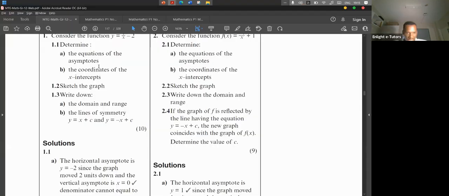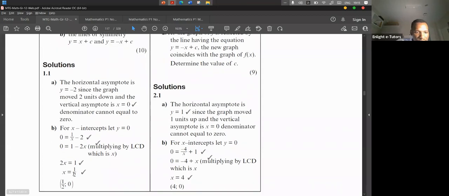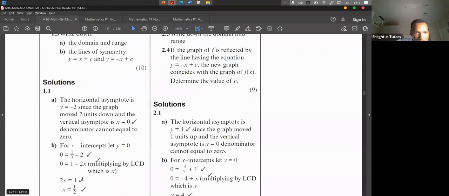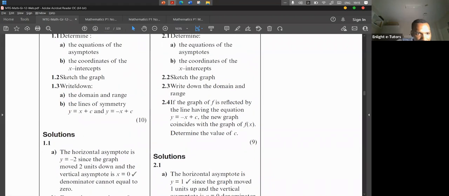Now you understand. Let's go to 9. In exercise sets, let y equal 0, solve it, and then you get your x, which is a half. You understand? But then the second part, where is it? This is 2.1. And then the other part says draw it.